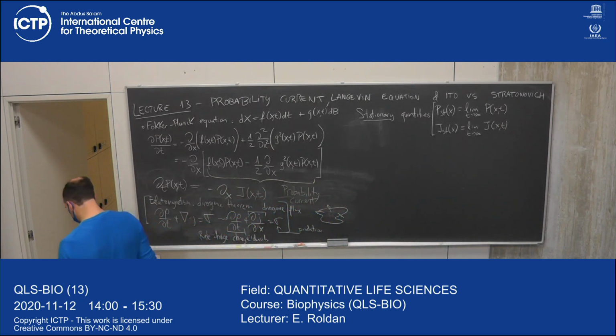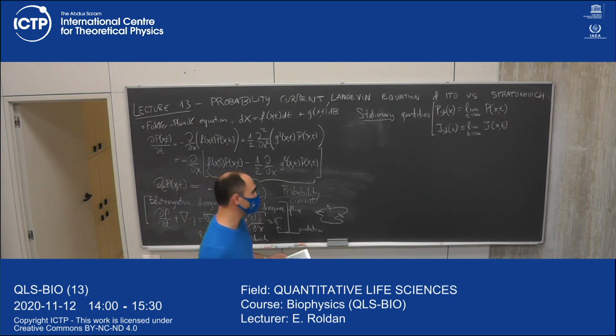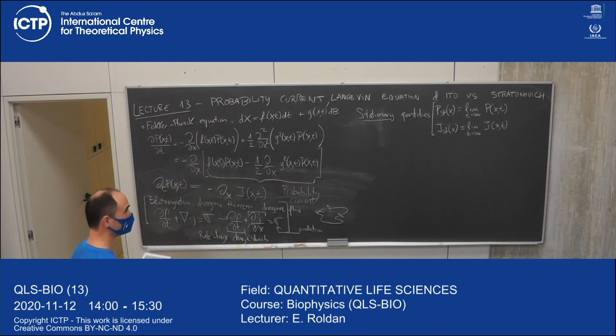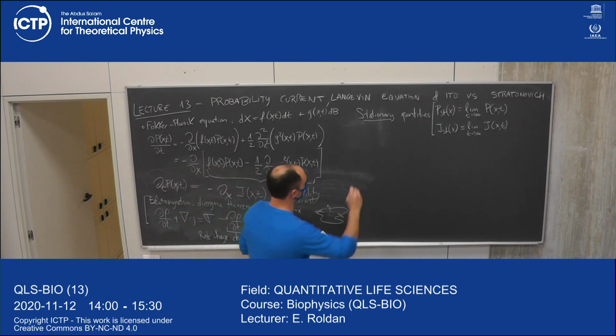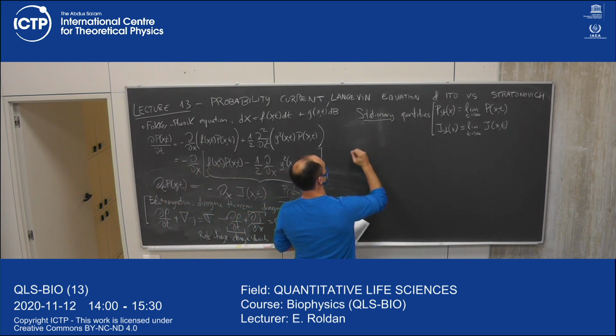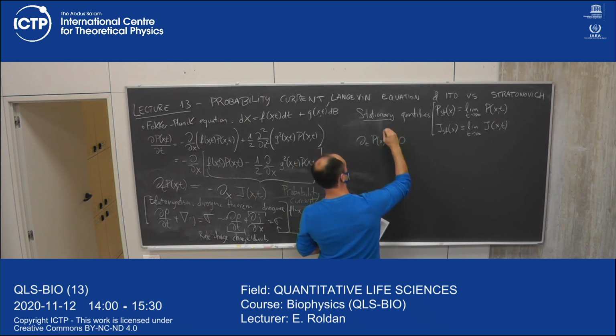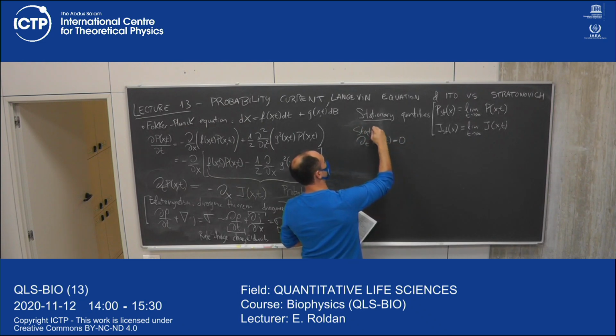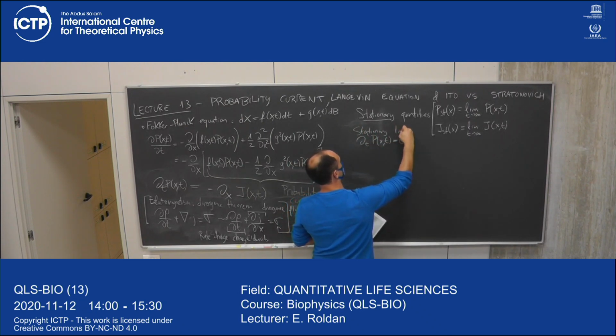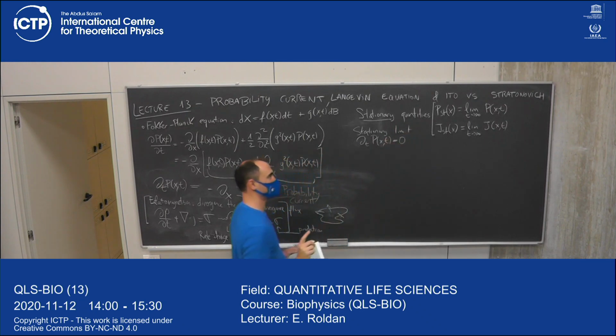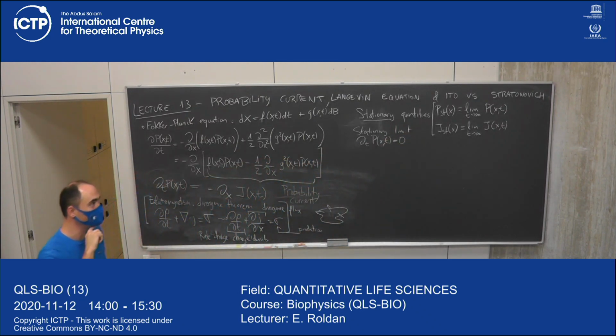And now I can think about how you get the stationary distribution. If you come to this equation, stationary means it doesn't change in time. So stationary means that partial t of p equals 0 in the stationary limit. There are no changes in time anymore.